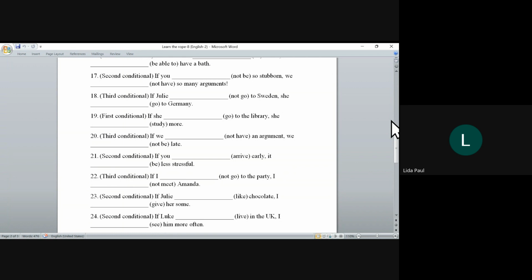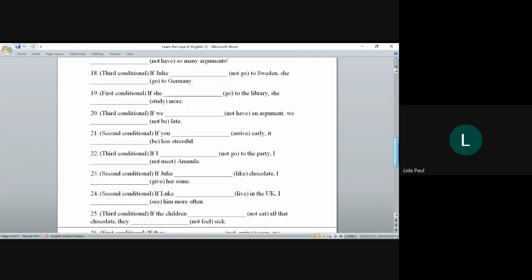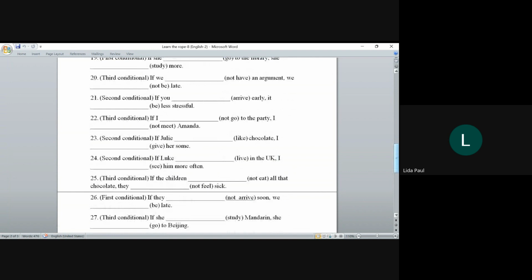23rd would be second. 23rd and 24th both are in second conditional form. If Julie liked chocolate, I would give her some, right? So simple past and then would plus the bare form of the verb here.